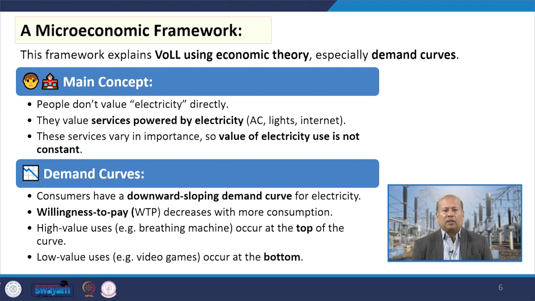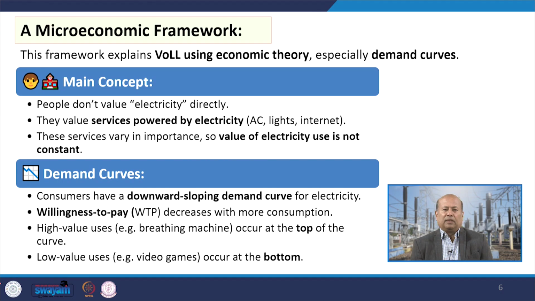Demand curves: consumers have a downward sloping demand curve for electricity. Willingness to pay, that is WTP, decreases with more consumption. High value uses, for example a breathing machine, occur at the top of the curve. Low value uses, for example video games, occur at the bottom.